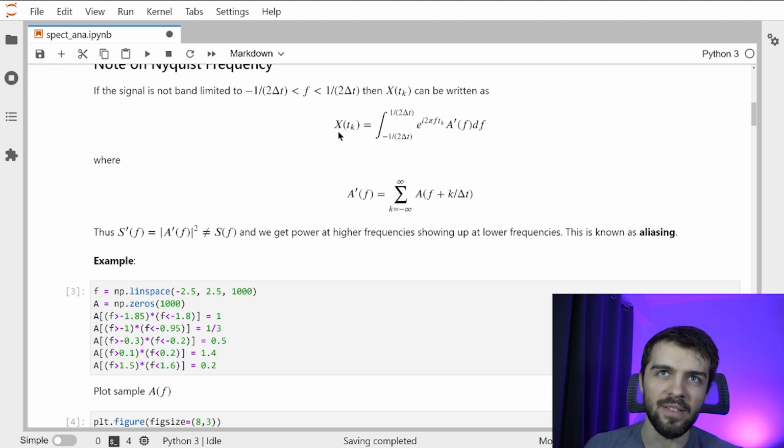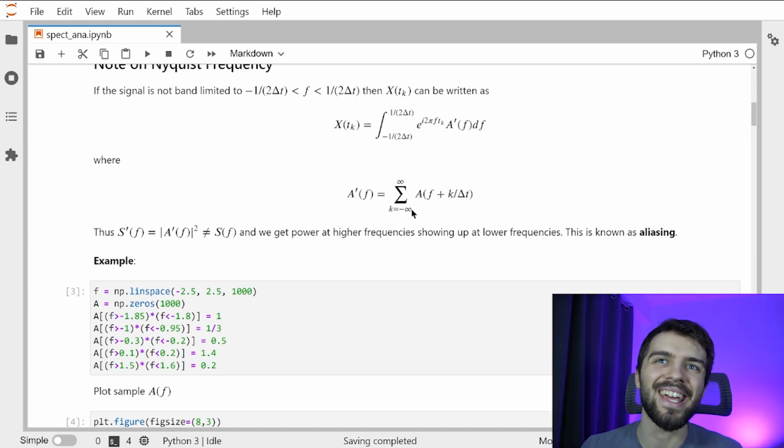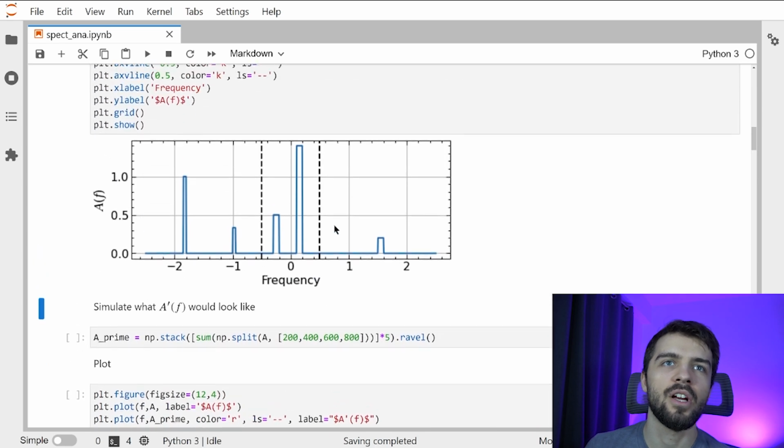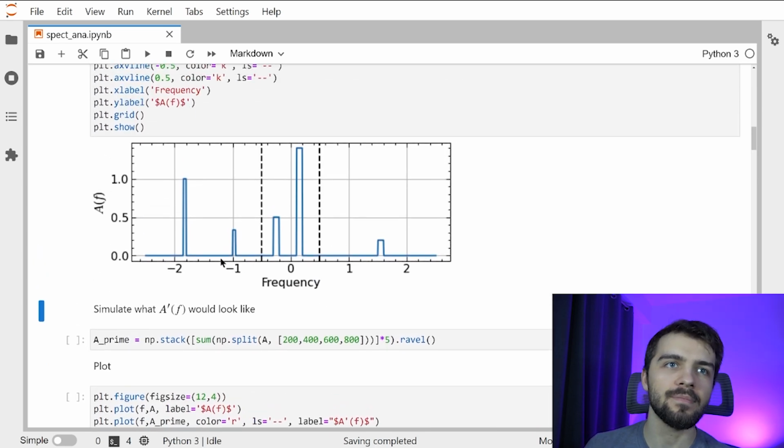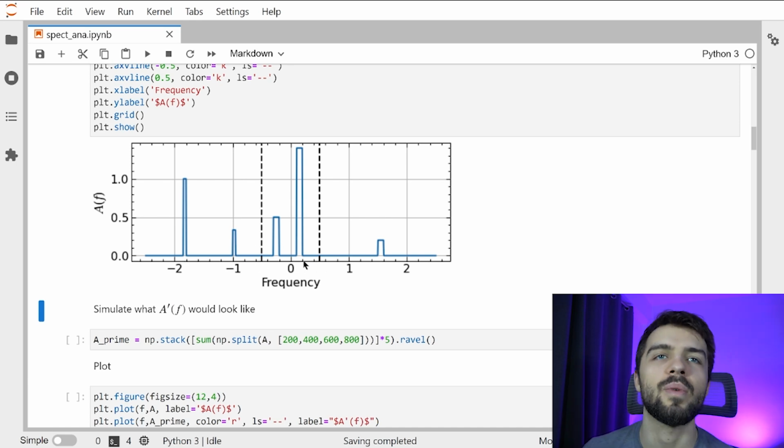If I measure x of tk, no matter what, it's going to be expressed like this, and I'm going to measure some a prime of f when I do some operations on it. So a prime of f has all this folding in that's going on. So what it means is that the intervals go from -1/2 to 1/2, and there's another from 1/2 to 1.5, 1.5 to 2.5, and the same thing on this side. So it's always equal. The width here is 1. It's 1 over delta t, but delta t is 1 here. So these are my intervals here.